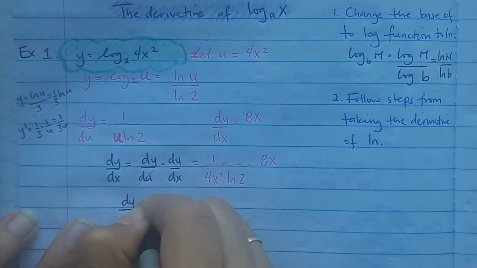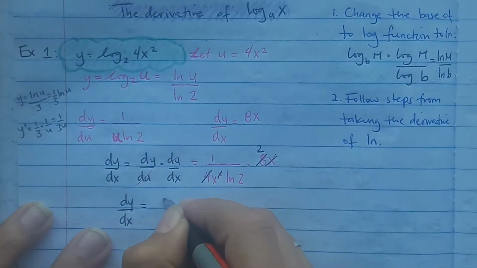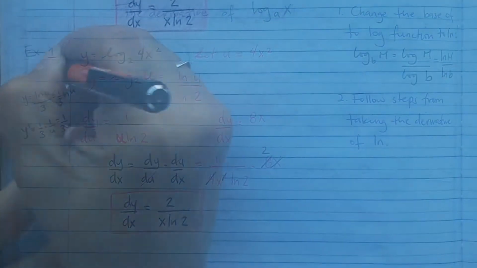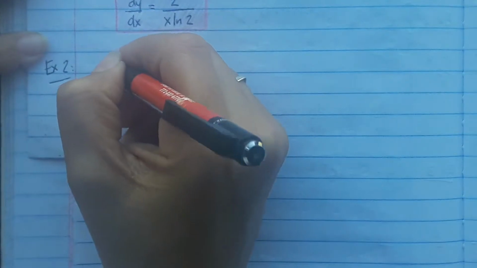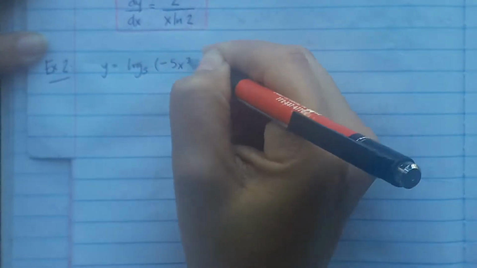We're going to get dy/dx equals, the x's cross out, and 8 and 4 simplify, to 2 over x log of 2. And that's pretty much it. The biggest thing here is just changing the base so that it looks exactly like what we did in the previous video. Let's take a more complicated question.